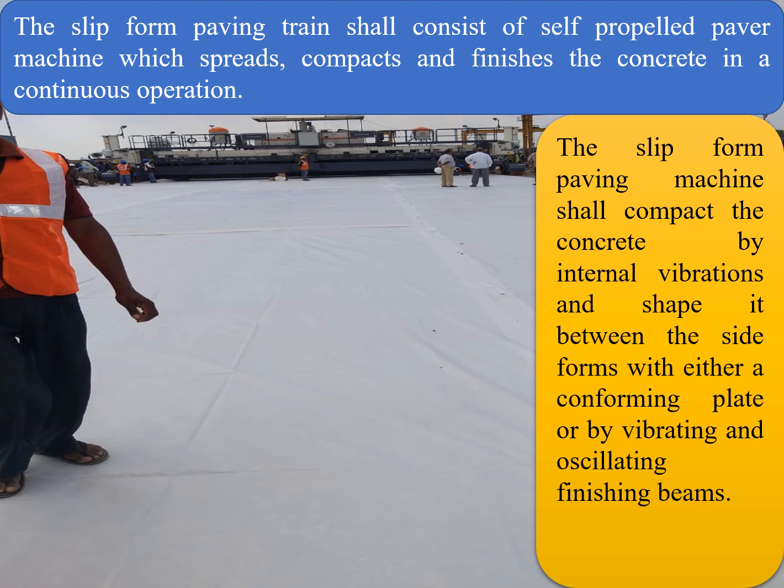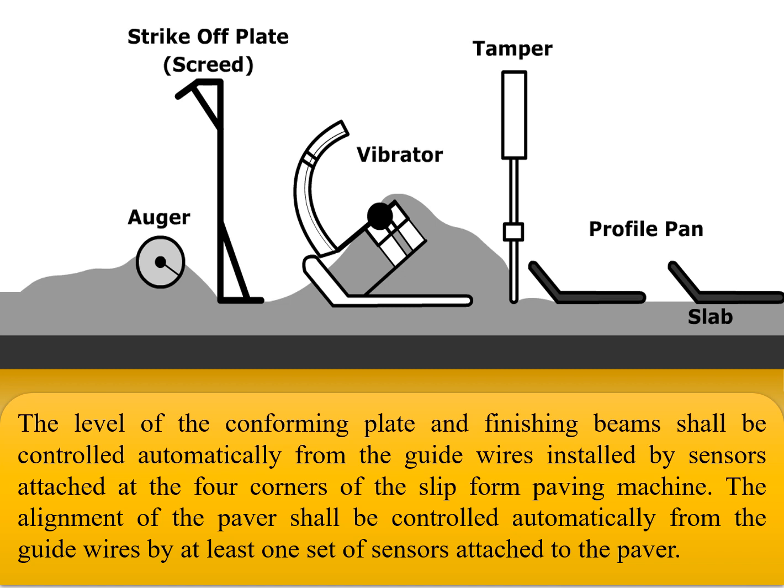The slip form paving machine shall compact the concrete by internal vibrations and shape it between the side forms with either a conforming plate or by a vibrating and oscillating finishing beam. This particular type of paving machine comprises an oscillating finishing beam. The level of the conforming plate and finishing beam shall be controlled automatically by the guide wires, installed by sensors attached to the four corners of the slip form paving machine.